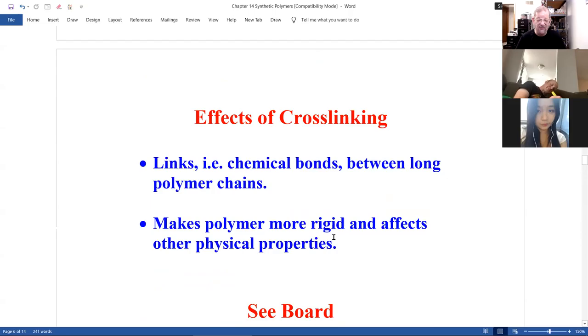And guess what? That's the material they make a foam out of for your white insulated cups and the cheap coolers. All right. Now, one thing I would like you to know is cross-linking. What is cross-linking? It's chemical bonds between the long polymer chains. And what it does is it gives the polymer better physical properties, such as making it stronger, more rigid.